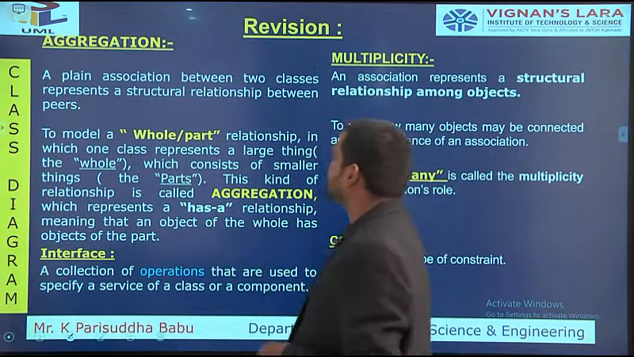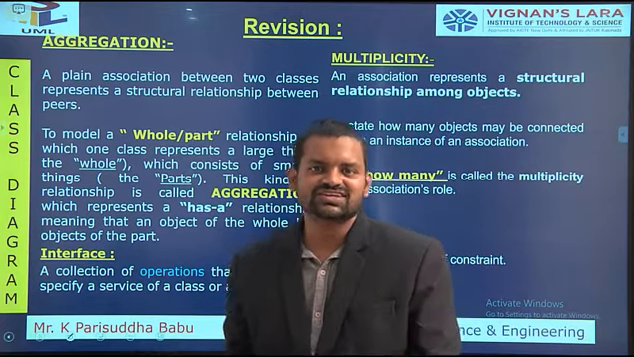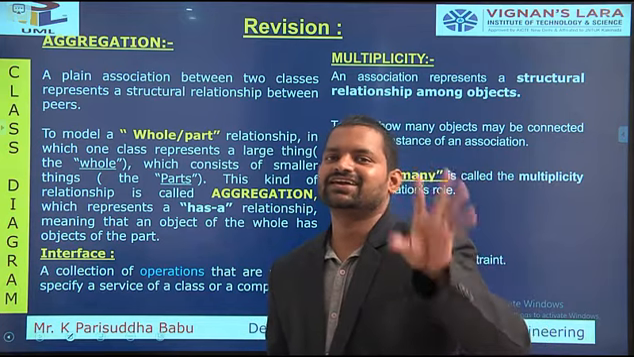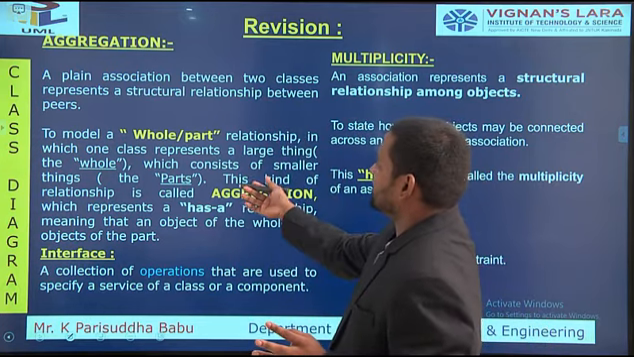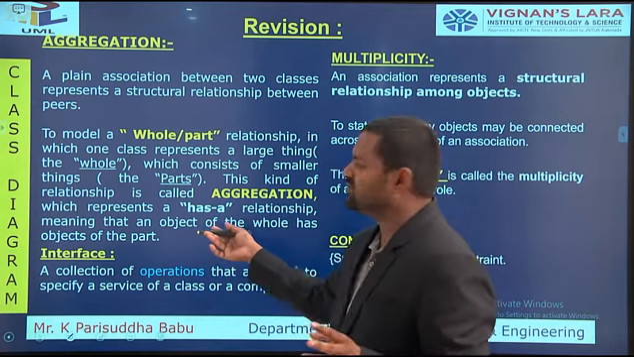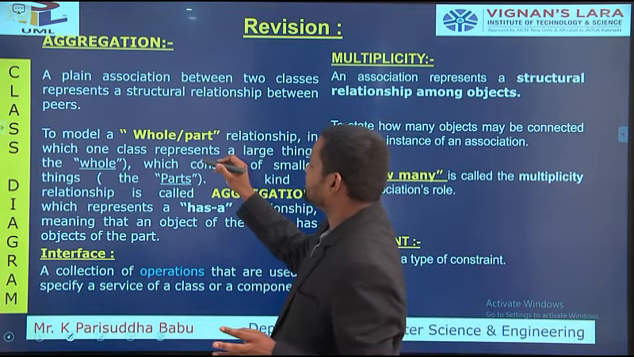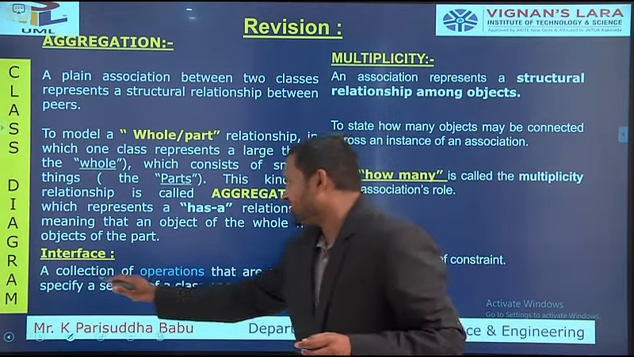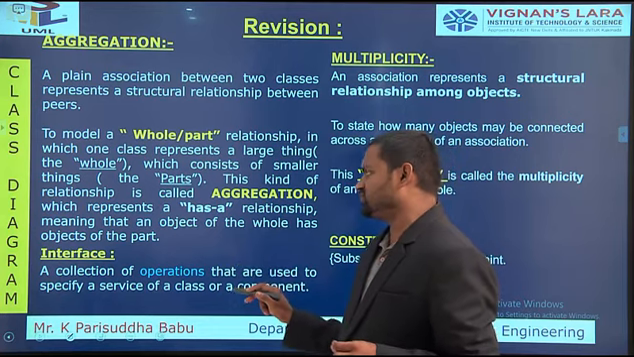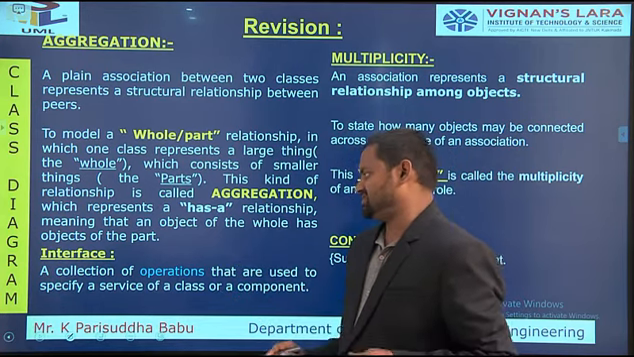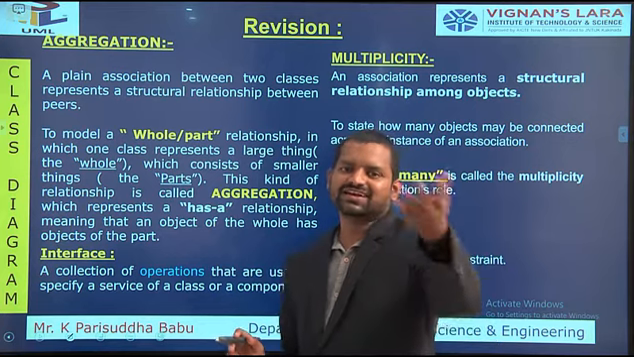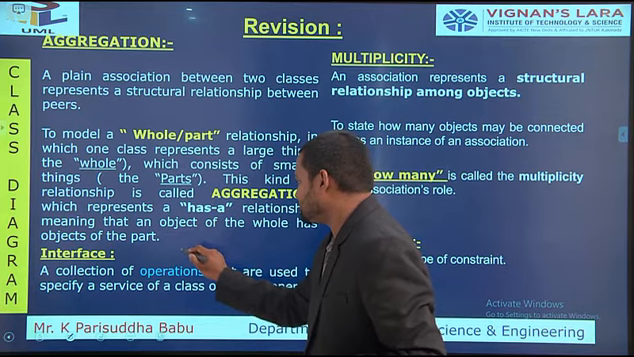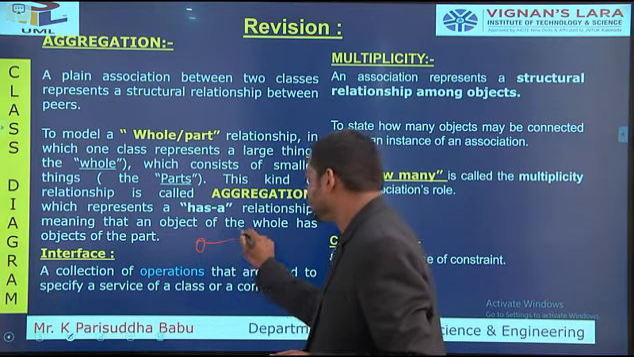See, a plain association between two classes. You are well acquainted with the relationships; again and again I am repeating this. Aggregation. What is aggregation? You give a whole and part relationship. Interface is nothing but a collection of operations that are used to specify a service of a component or class. It is a set of operations. The interface has its own structure like this.